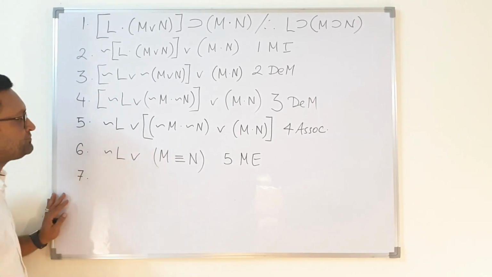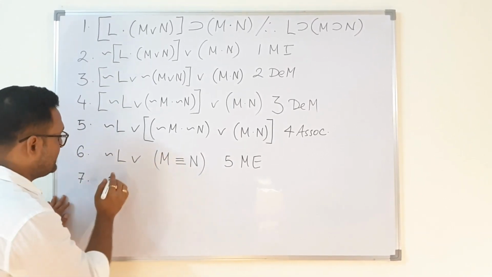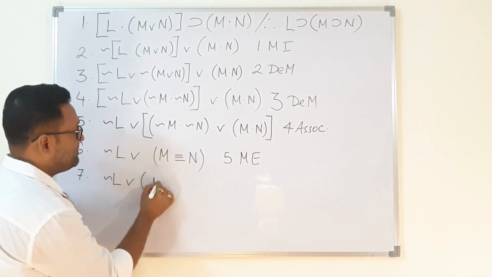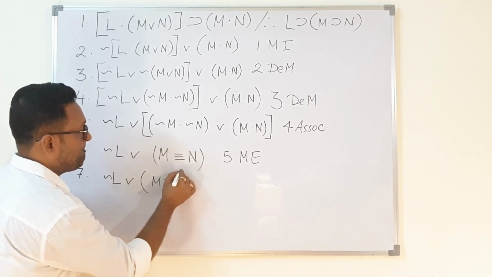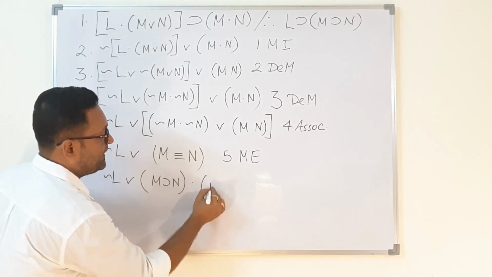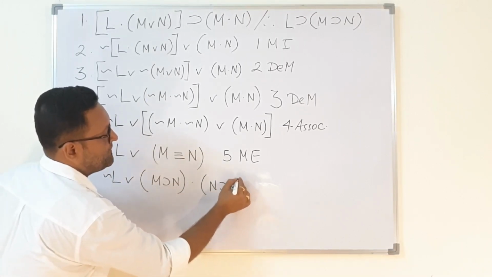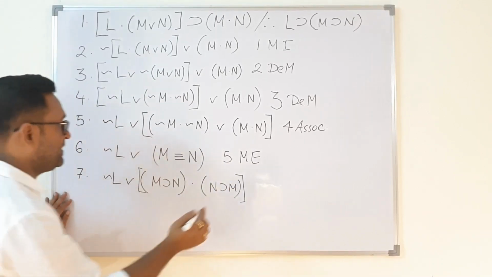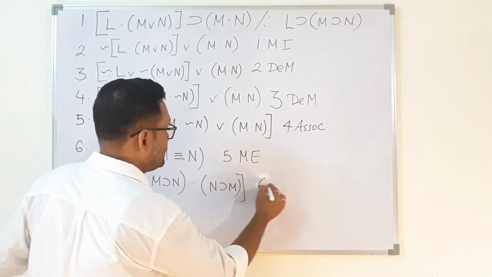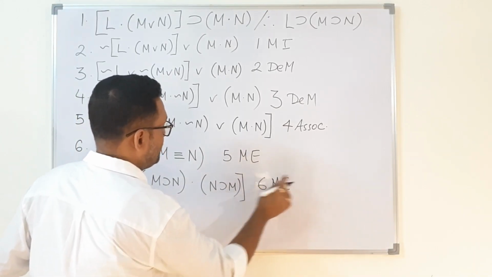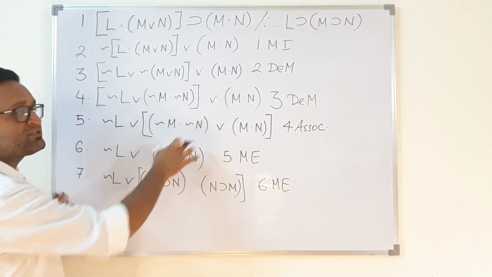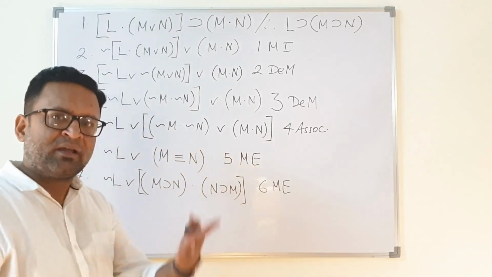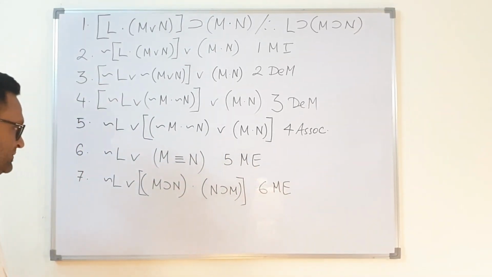Step number 7: now you can write negation of L wedge M implies N dot N implies M, right? This also uses material equivalence but a different formula. So you write 6, material equivalence again, because this is the second formula of material equivalence. In your book this is going to be the first formula and this the second, but it does not matter, it is the same, right?